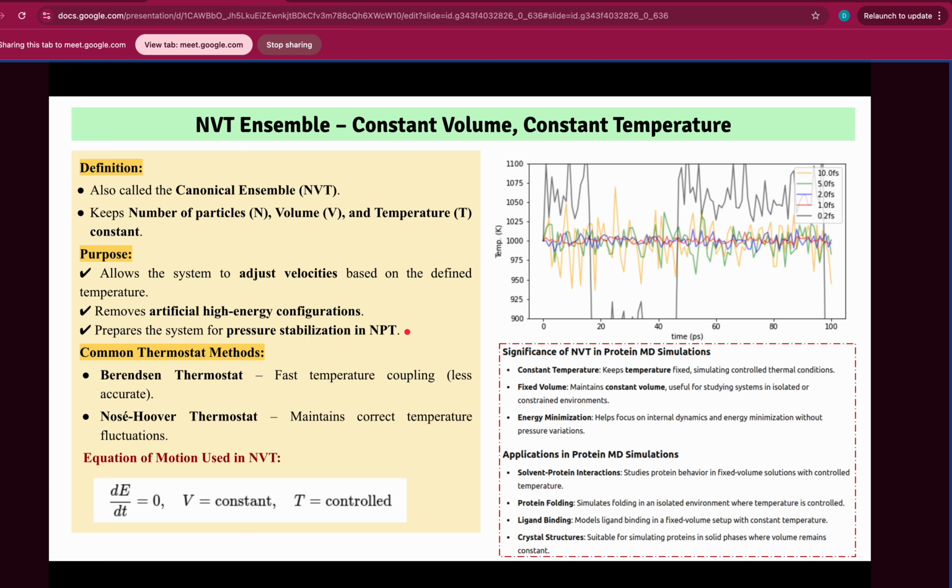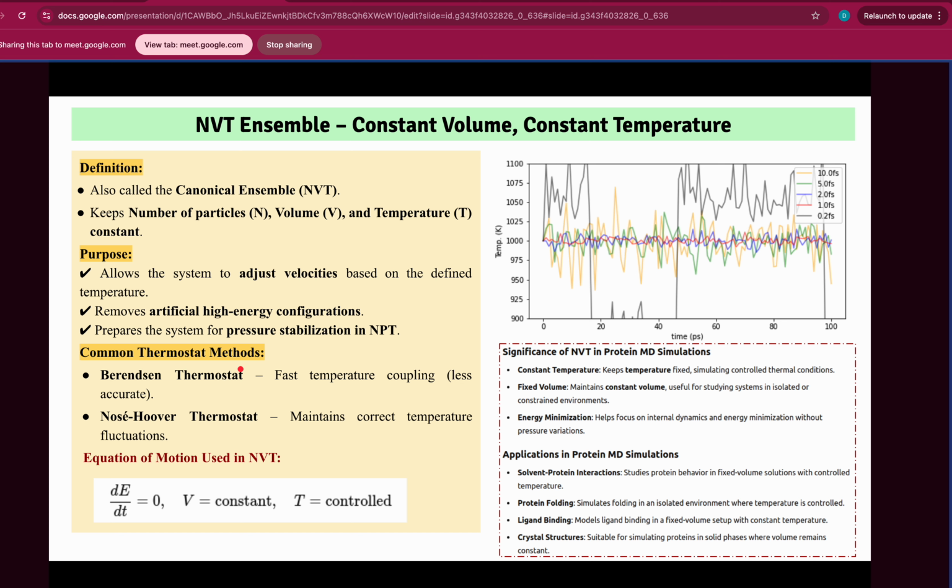So this is the stepwise procedure. Firstly, we'll equilibrate using NVT, in which we make the volume, temperature and number of particles constant, and later on we will perform NPT, in which we will perform pressure stabilization. So till now we have not made pressure constant. This is step by step. Firstly we make volume and temperature constant, and later on we make pressure constant. With this, my protein obtained after NVT and NPT will be highly equilibrated. It will be highly stable.